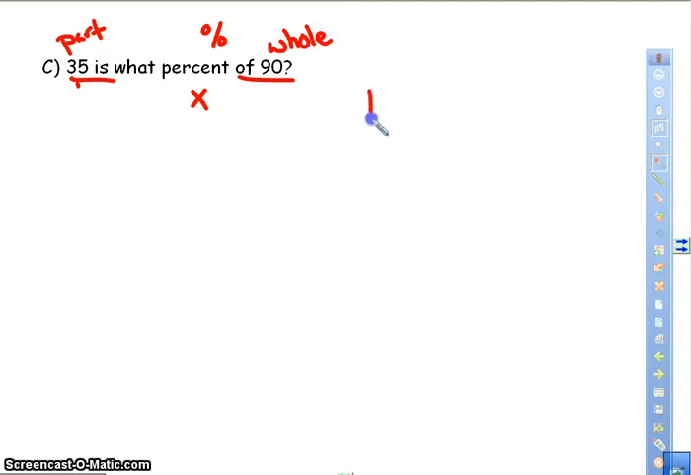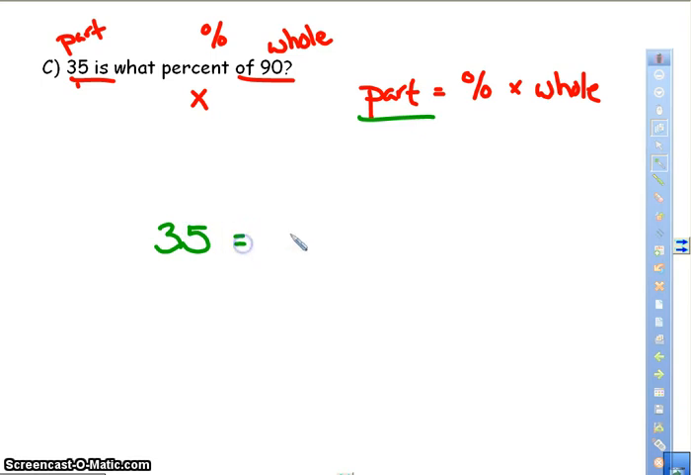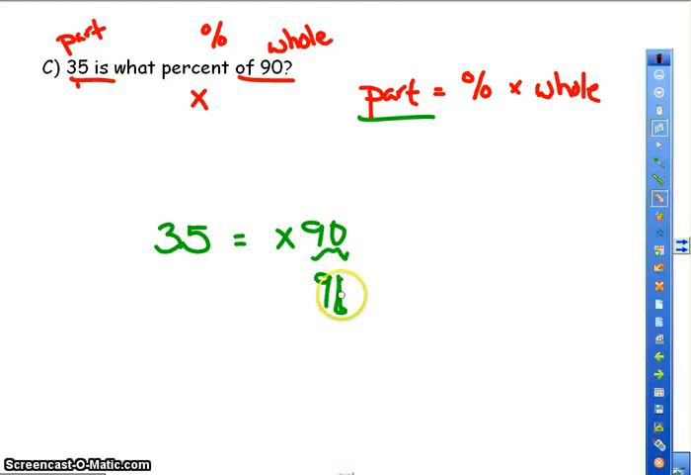So within the equation, remember it's part equals percent times whole. I'm going to set up my equation. So the part is 35 equals x times the whole, which is 90. Now this is a multiplication problem here, so we're going to undo the multiplication by dividing both sides by 90.